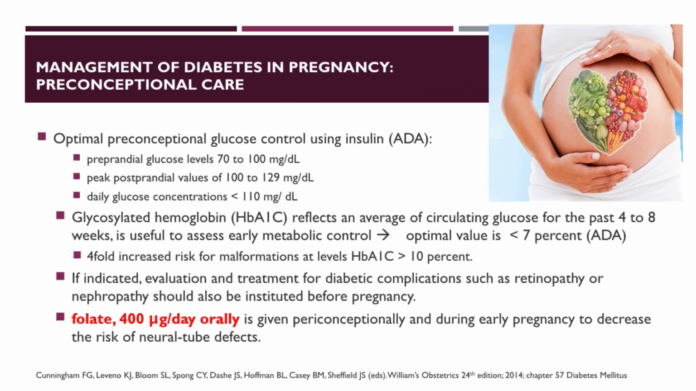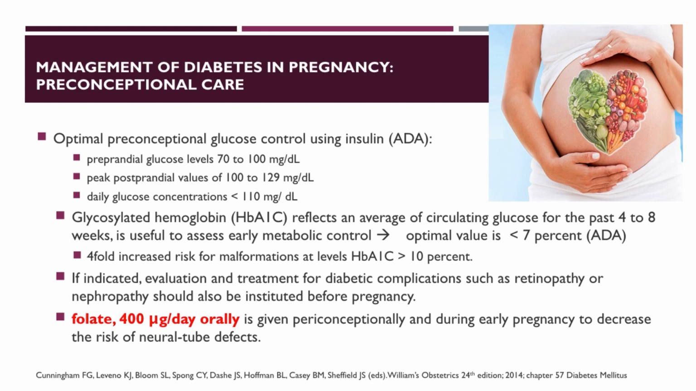Now, how do we manage diabetes in pregnancy? Of course, we start with preconceptional care. The optimal preconceptional glucose control using insulin are the following. So, the preprandial glucose level should be 70 to 100 milligrams per deciliter. Peak postprandial values of 100 to 129 milligrams per deciliter, and a daily glucose concentration of less than 110 milligrams per deciliter.